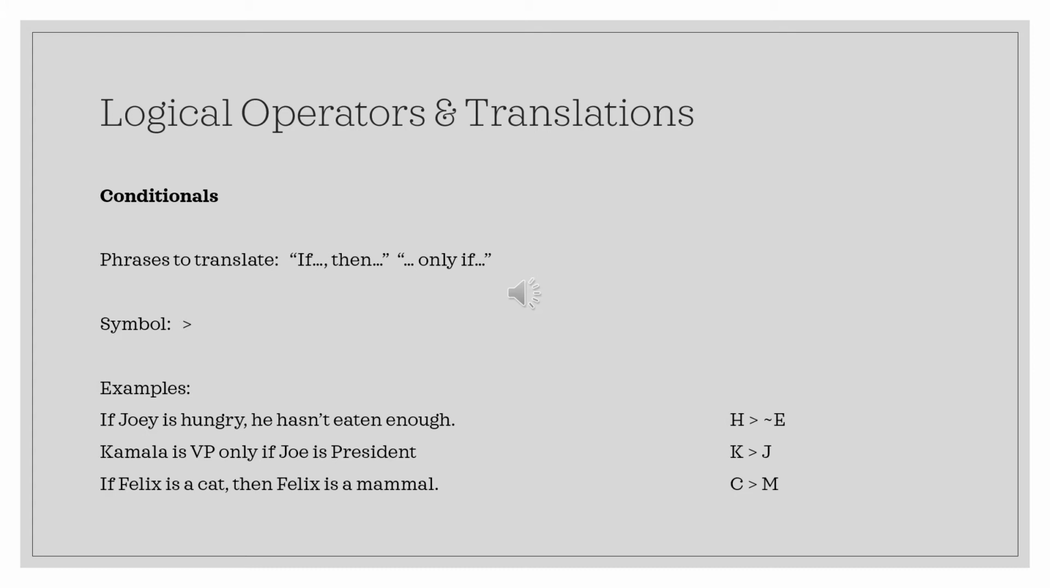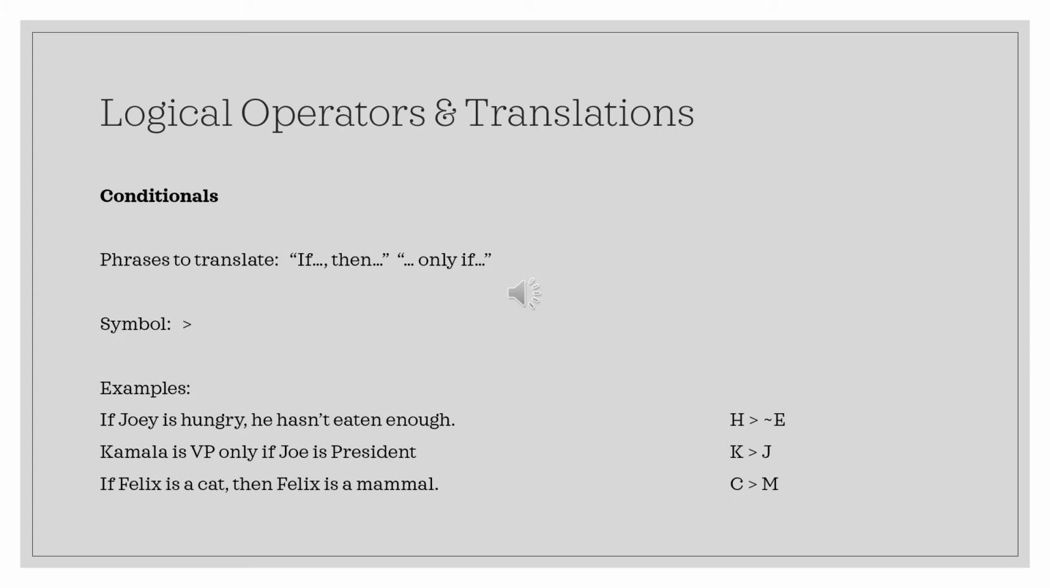So now some examples, right? If Joey is hungry, he hasn't eaten enough, right? So now we've got two sentences: Joey is hungry and Joey has eaten enough. We'll symbolize that as H and as E. And then we can symbolize the if-then section, right? So actually, it's even interesting. In this sentence, the then doesn't even show up, but it's ultimately implied.